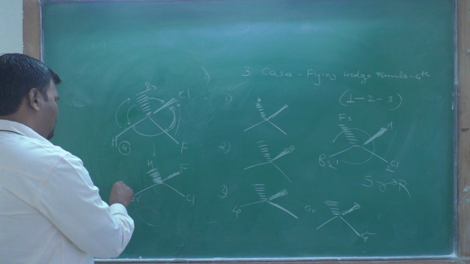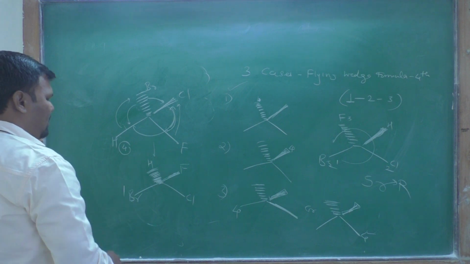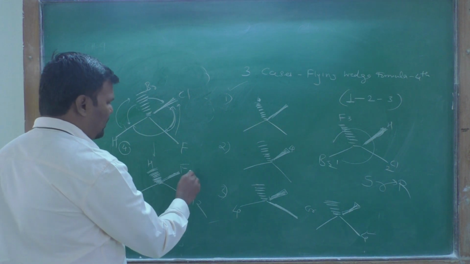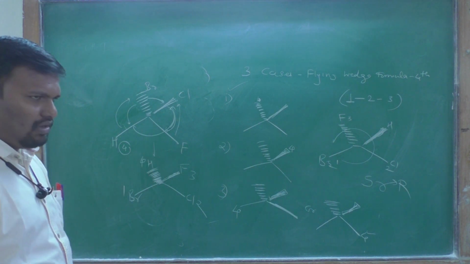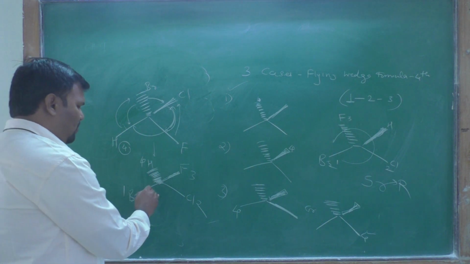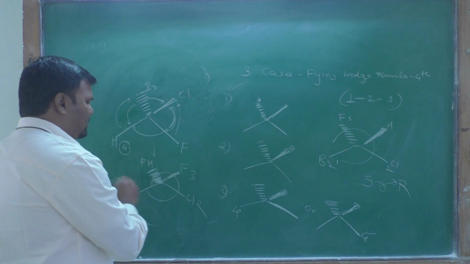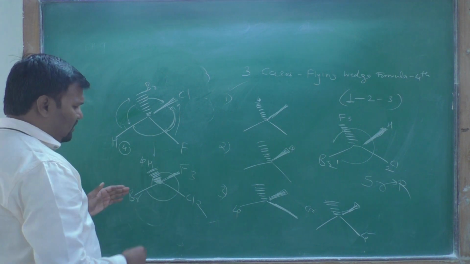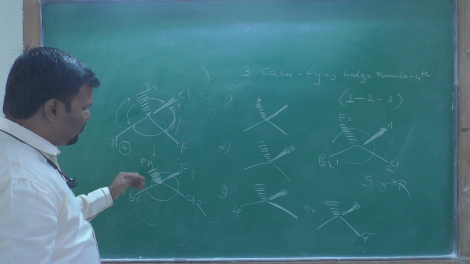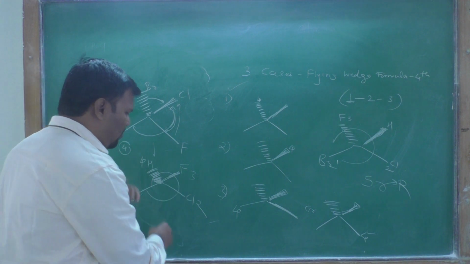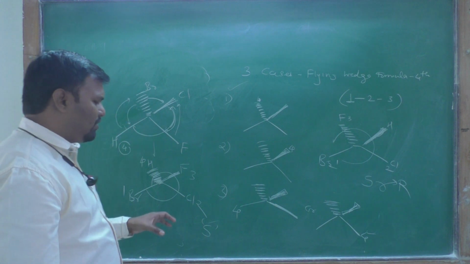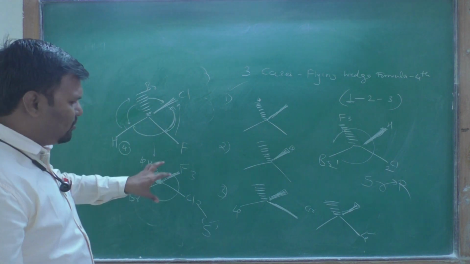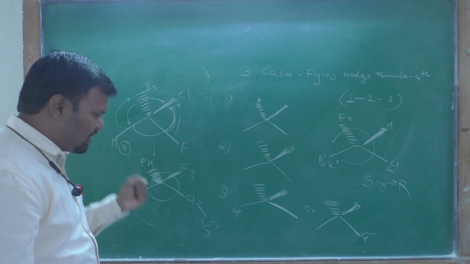Give them their priority order. Bromine has 1, chlorine has 2, third is fluorine, and hydrogen has the 4th, least priority group. Therefore rotate 1, 2, and 3. Your fourth priority group is away from the observer, therefore the configuration is the same. By using the first method the configuration was the same, and by using this method the configuration is also the same.